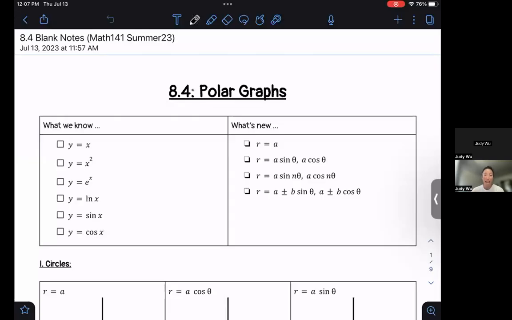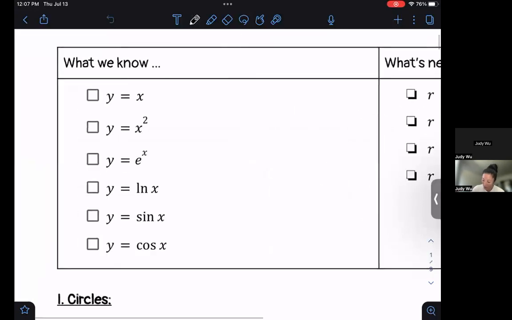Hi folks, welcome to 8.4 polar graphs. And so in this video, we're going to take a look at what it means to graph in a polar form. And we're going to go ahead and get started with what we know. So what do we know?